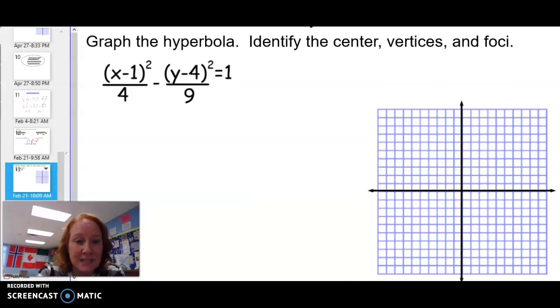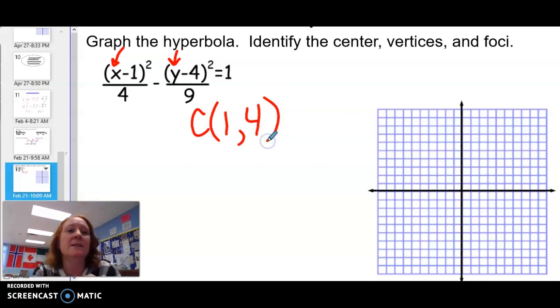Let's try one. All right, first I look for the center. So what goes in the x and the y spot to make this, like the center, the 0? It would be positive 1, positive 4. Because 1 minus 1 would be 0. 4 minus 4 would be 0. Okay, so the center is (1, 4). There it is.